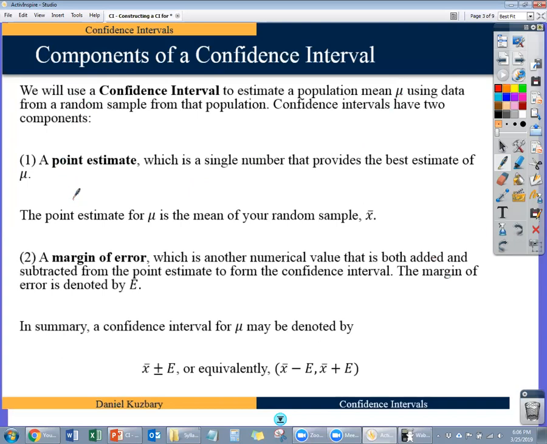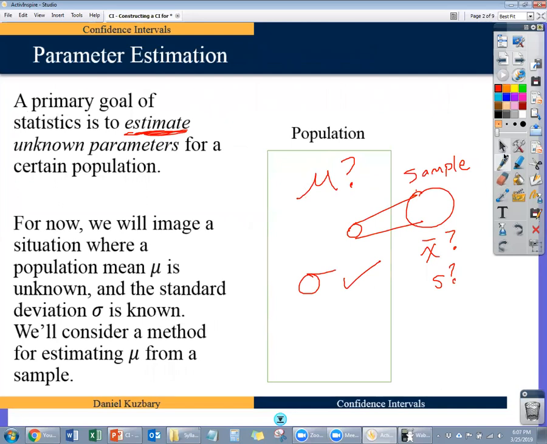The first part of a confidence interval is called a point estimate, which is a single number that provides the best estimate of mu. In other words, if we don't know what the population mean is, we can take a random sample and come up with the best estimate for mu, which turns out to be X bar. Imagine we don't know mu. We take a sample, and we can find X bar from that sample. If we had to pick a single number to represent our best guess at what mu is, it would be X bar right here.